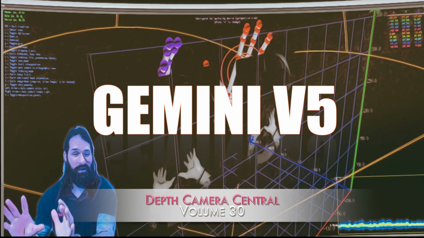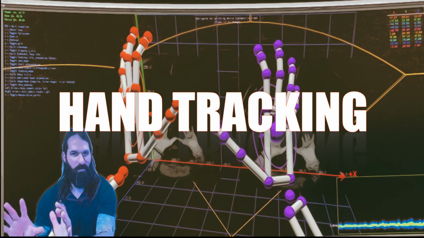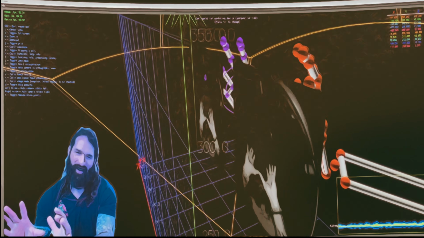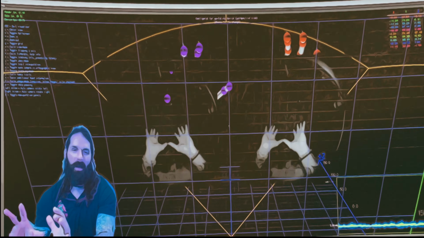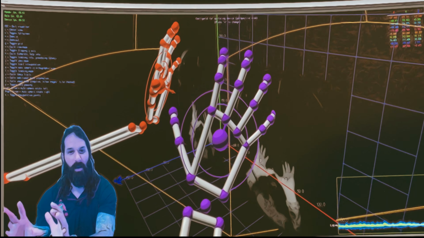Hello and welcome to Depth Camera Central Volume 30, and you're looking at the UltraLeap Gemini V5 Beta. This is extraordinary. What a leap forward, pardon the pun, in hand tracking algorithms when compared to Orion V4 and many of the other products on the market.